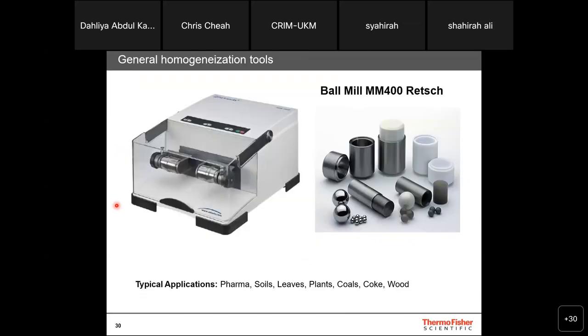So this is one example of a ball mill. A typical application will be in pharmaceuticals, when we are grinding pills. Then we have soy, a natural product from leaf and plant. And for petrochemical, the material will be more on coal and coke.